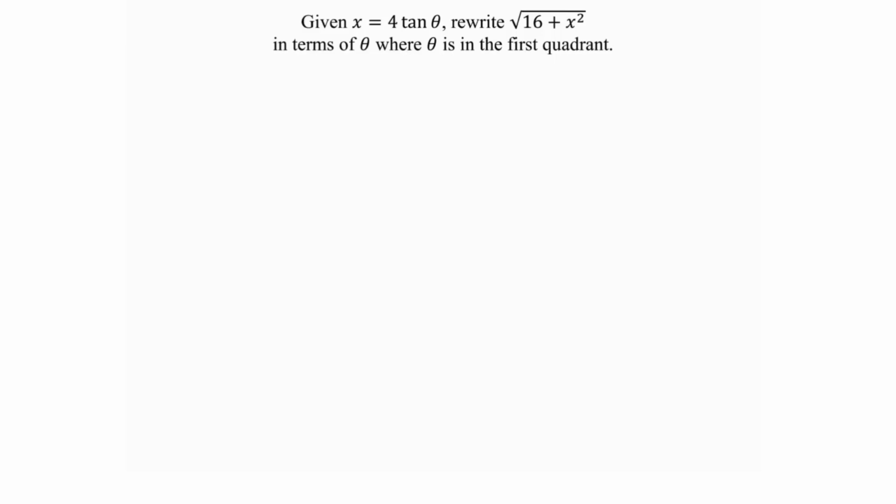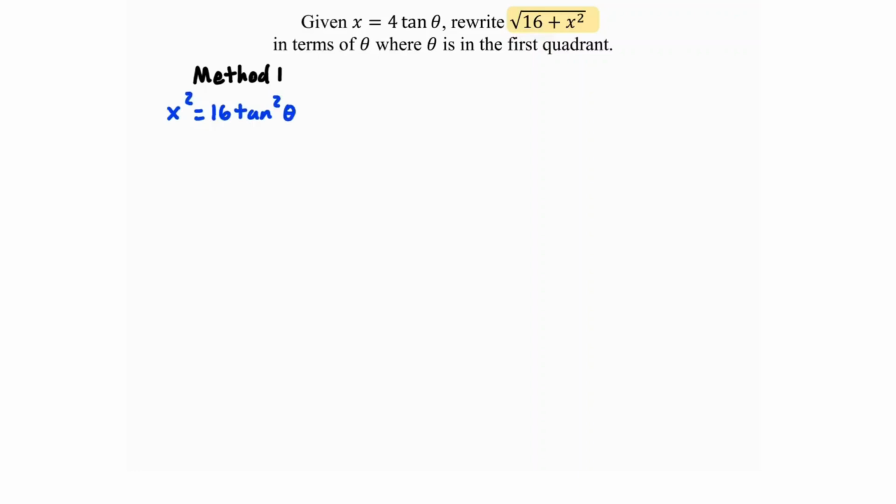In today's video, given x equals 4 tangent theta, rewrite the square root of 16 plus x squared in terms of theta, where theta is in the first quadrant. So our focus here is to rewrite the square root of 16 plus x squared. We notice that we need an x squared and we're given x equals 4 tangent theta. So for method 1, we'll square both sides.